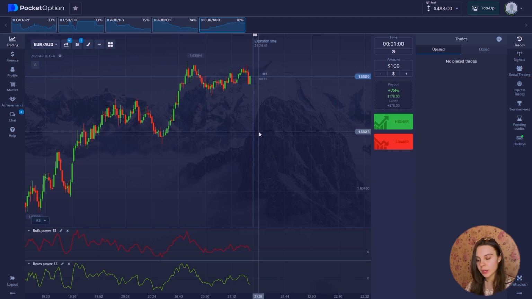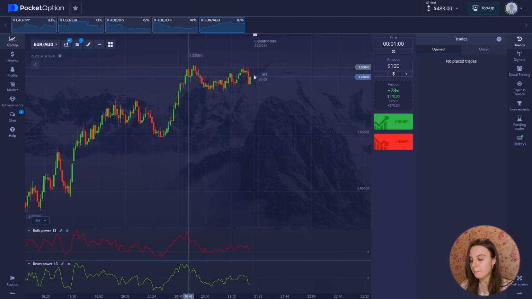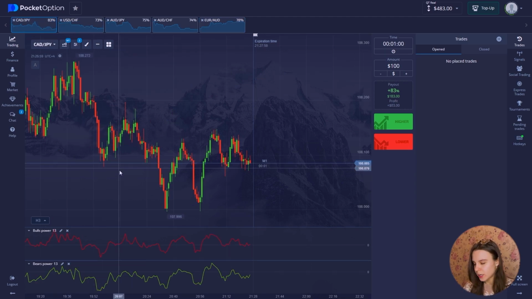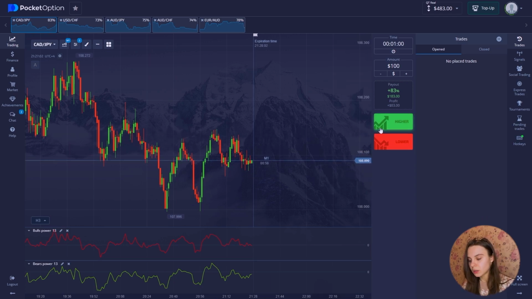Now we are moving again to the first currency pair in order to increase our balance again. And the amount of our transaction remains exactly $100. Let's open a trade for an increase here and immediately quickly begin our technical analysis.